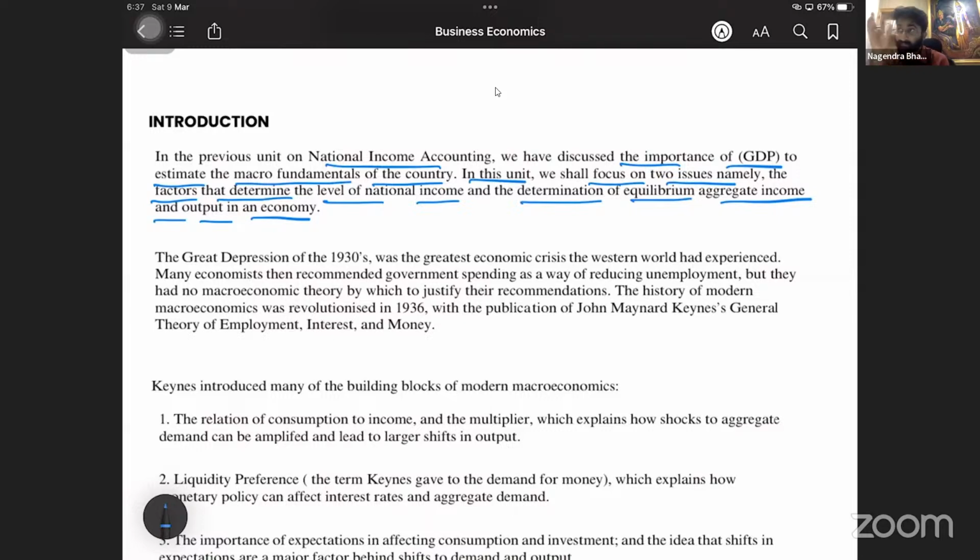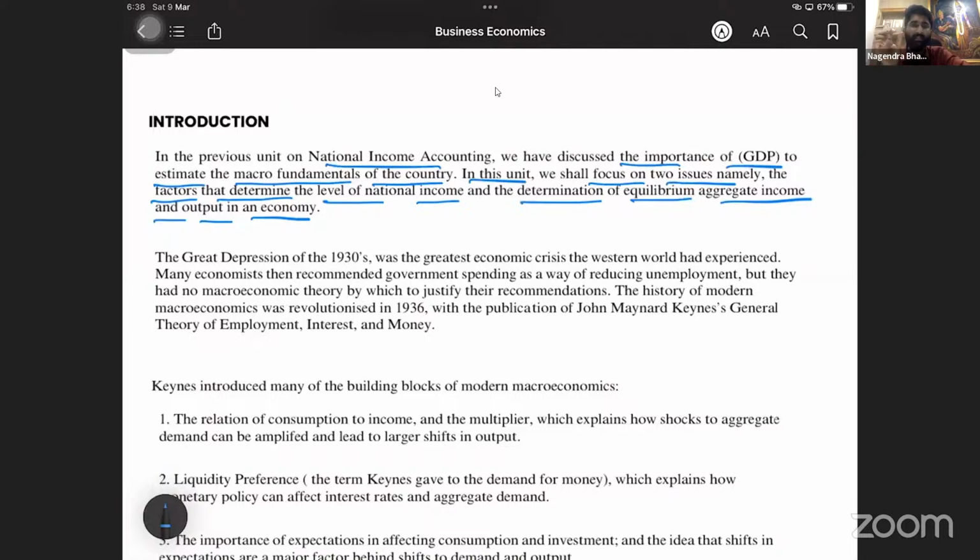What are the factors which will determine the level of national income? That means factors affecting national income. We will discuss that. And what is the equilibrium aggregate income? We already know what equilibrium is, so we will discuss equilibrium aggregate income and output. What is the equilibrium level of income? It should not be more than that income, and it should not be less than that income.